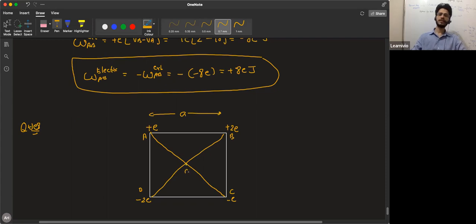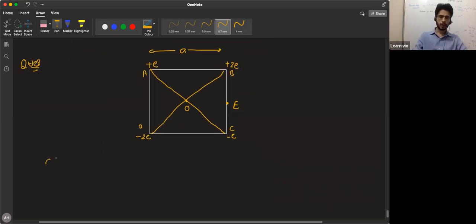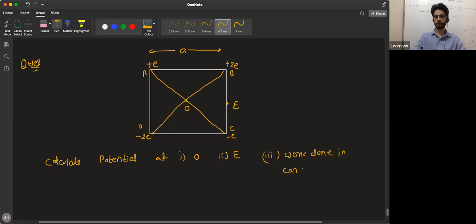You have to calculate potential at the center of the square. Then you need potential at some point, let's say this is point E. Then you need the work done to carry a charge from O to E. So calculate potential at O, first part; potential at E, second part; third part, work done in carrying an electron from O to E. Write down the question, then we will solve it.